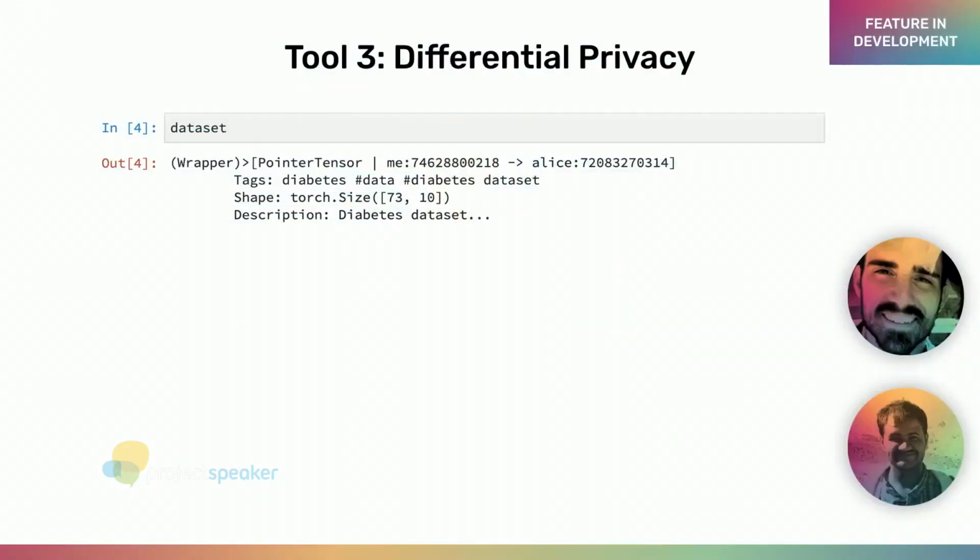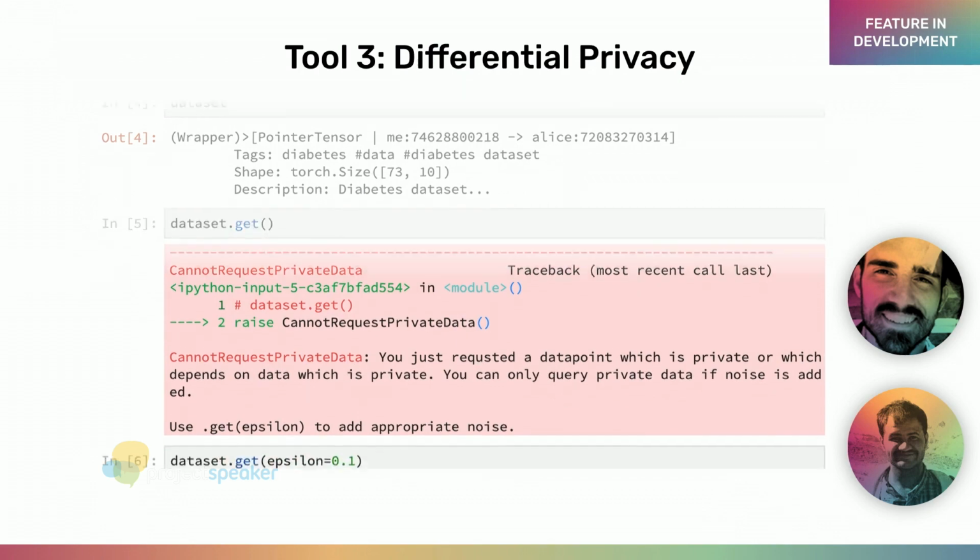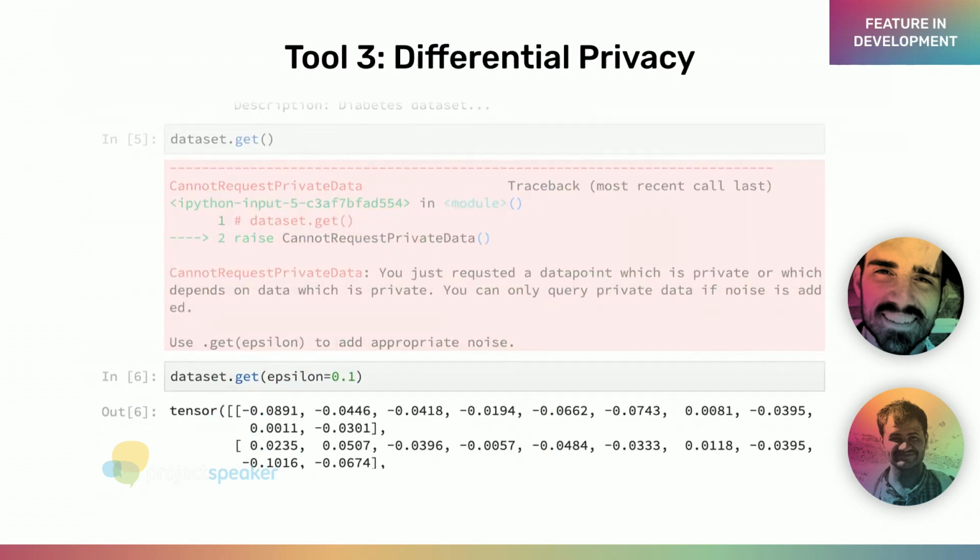So let's say we have a pointer to a remote data set, right? Private information, and I call it .get. Whoa, big error pops up. I'm sorry, you tried to request access to private information. You can't do that. So we have an additional function to .get, which accepts a parameter called epsilon. Epsilon is a means by which we can choose how much of our privacy budget we want to spend.